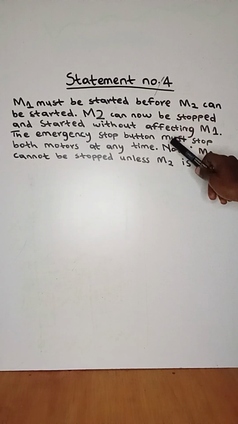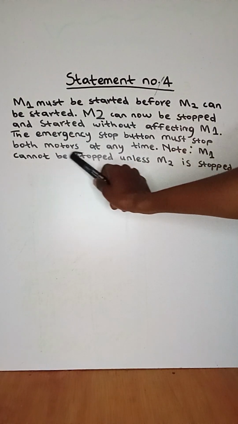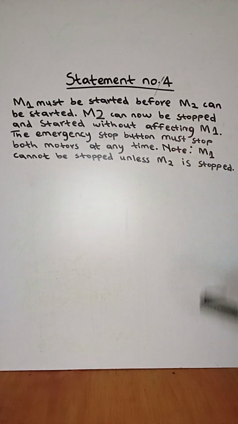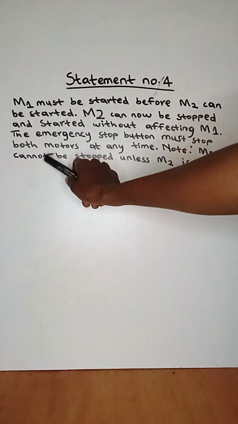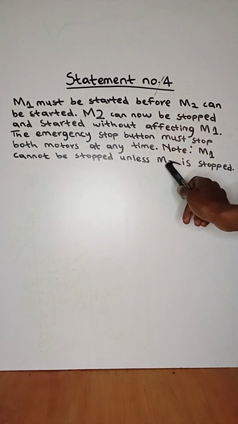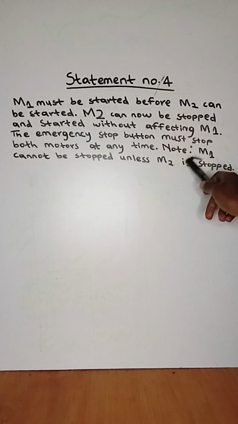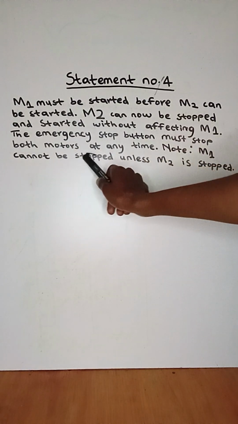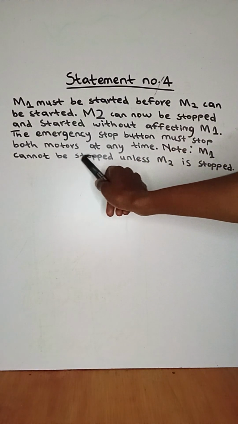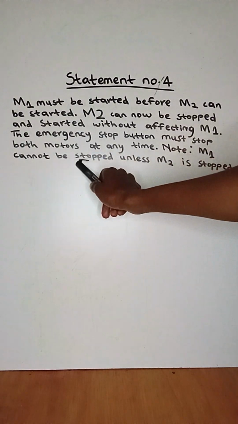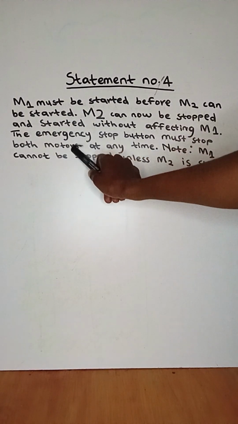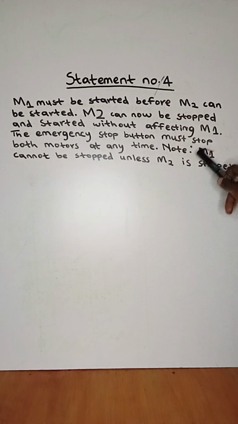So we will continue from here where it says note Moto 1 cannot be stopped unless Moto 2 is stopped. If you can remember from the statement number 3, it said Moto 1 cannot be restarted unless Moto 2 is stopped. Right now it says Moto 1 cannot be stopped, which means you'll disturb the stop button of Moto 1. Only the stop button of Moto 1.